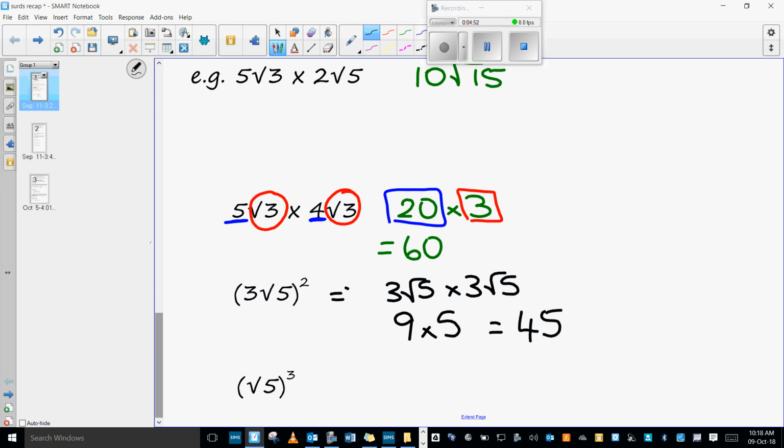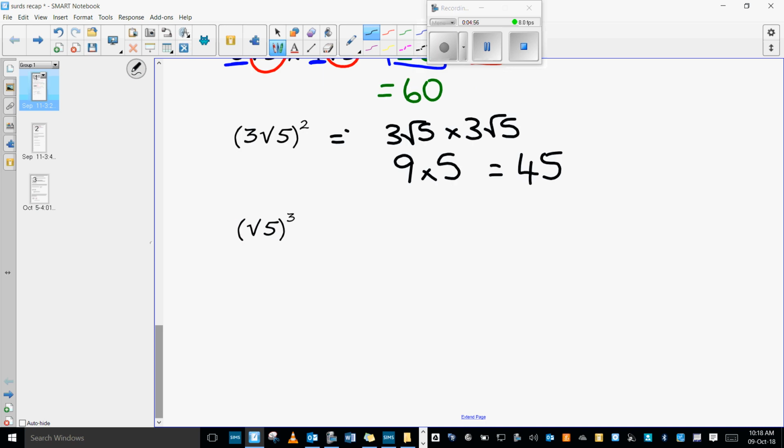Alright, so you've got root 5 cubed. This means root 5 times root 5 times root 5. So what's root 5 multiplied by root 5? That's 5. So we've just got 5 root 5.